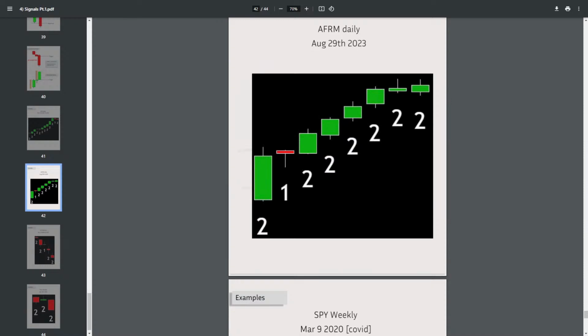You have the Momo Hammer on Microsoft on the daily. And I believe Microsoft is still an inside week, which is where you could have some potential issues.